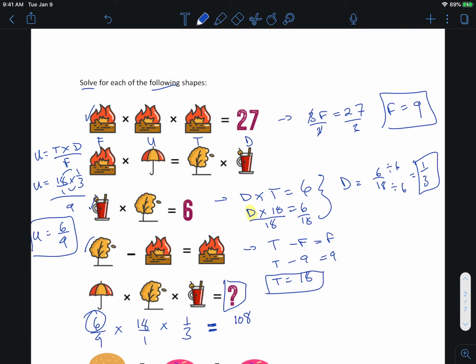And then what's 3 times 9 on the bottom? That's 27. So then you're doing 108 divided by 27. 4.